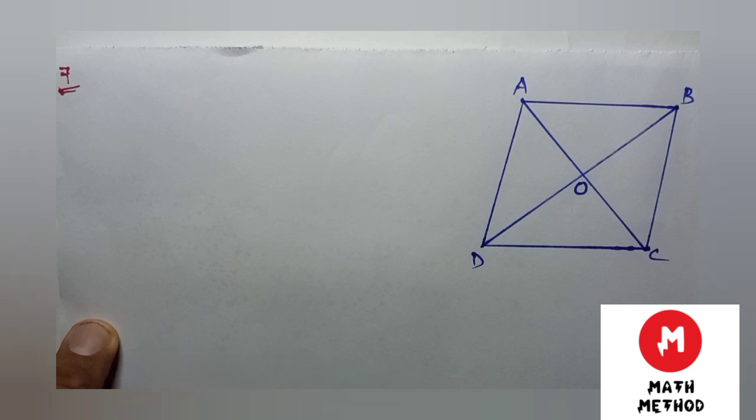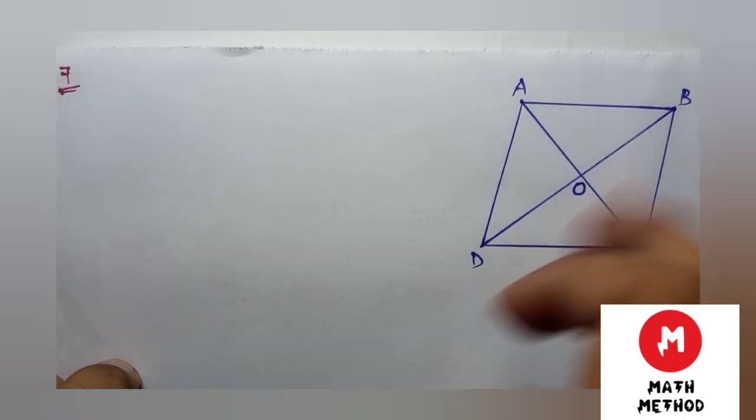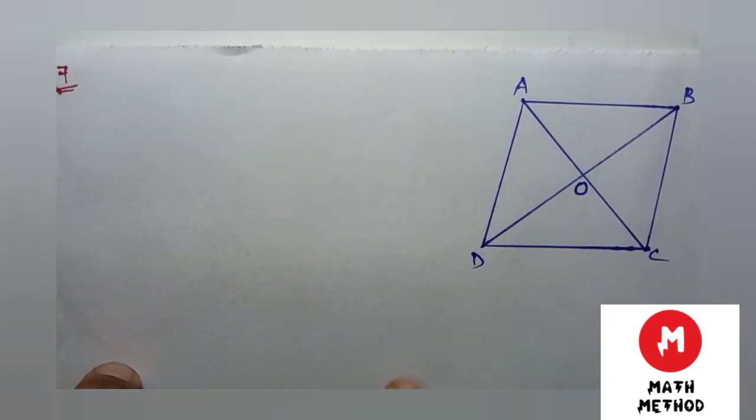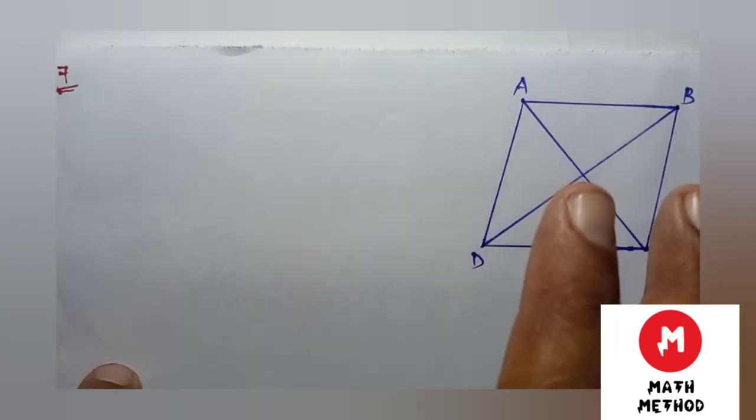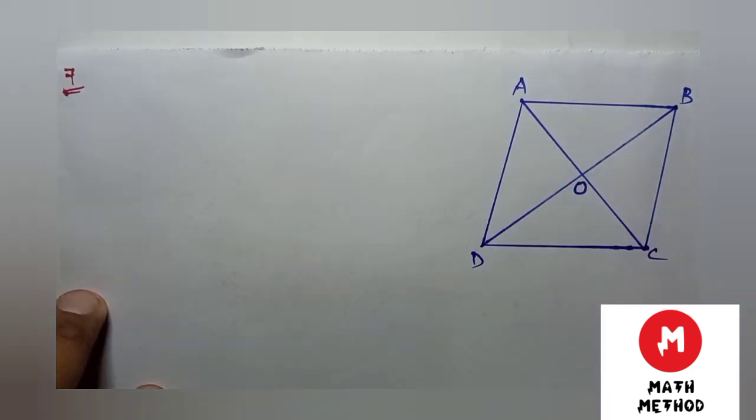So we have to prove the sum of the squares of the sides of a rhombus is equal to the sum of squares of its diagonals. So here AC and BD are diagonals, AB, BC, CD and AD are its equal sides. Both the diagonals of the rhombus ABCD intersect at O.